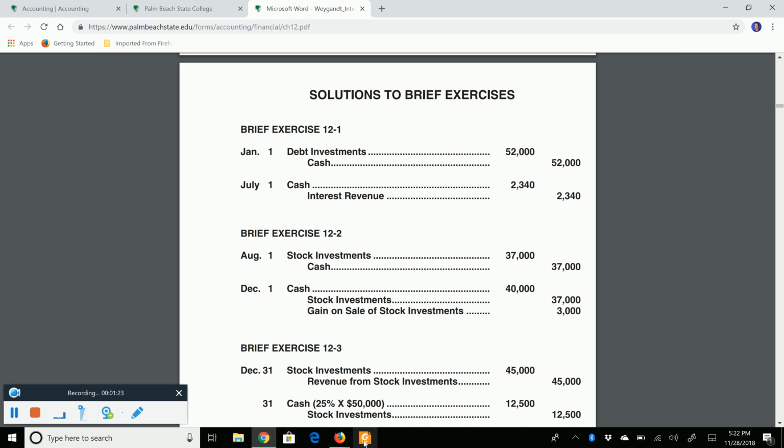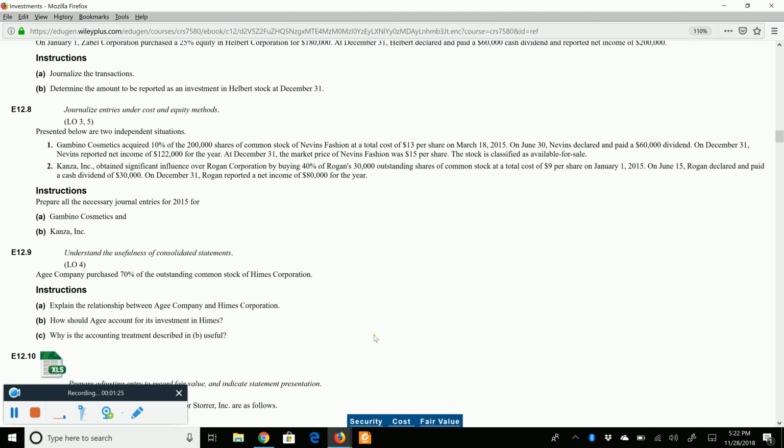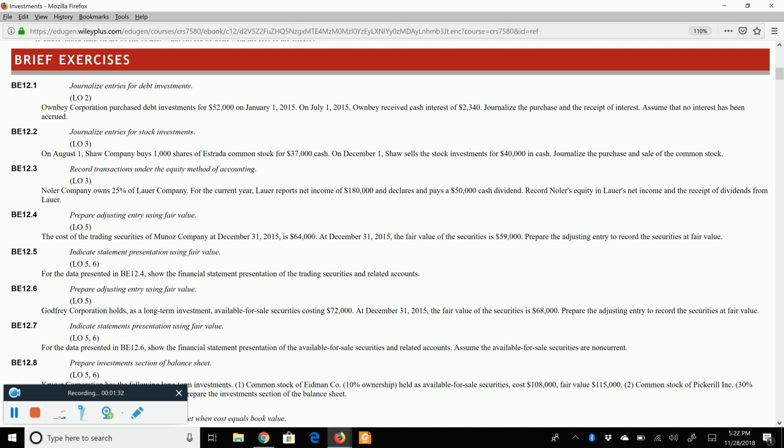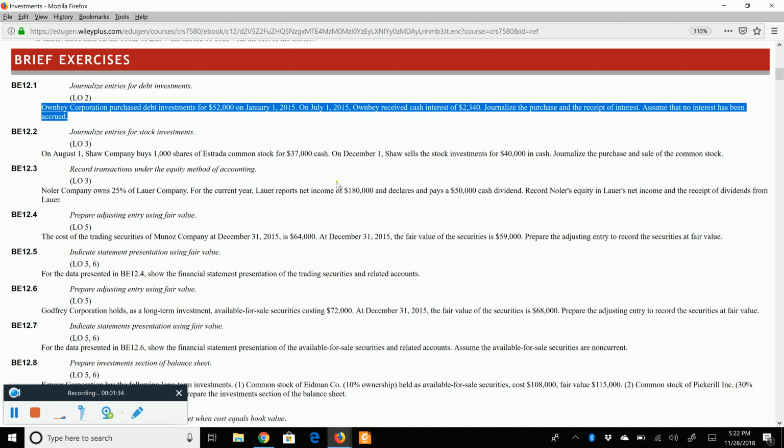Okay, so the first homework example is actually brief exercise 12-1. So let's read brief exercise 12-1. Let me highlight it here. OwnB Corporation. So this is the company we're going to do the accounting for. OwnB Corporation purchased debt investments. So what they did is they bought bonds for $52,000 on January 1st, 2015. So we, OwnB, are buying bonds of another company.